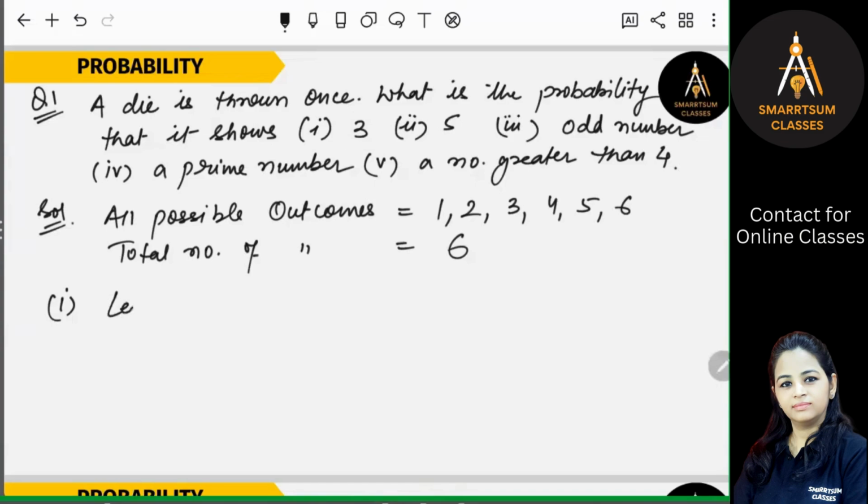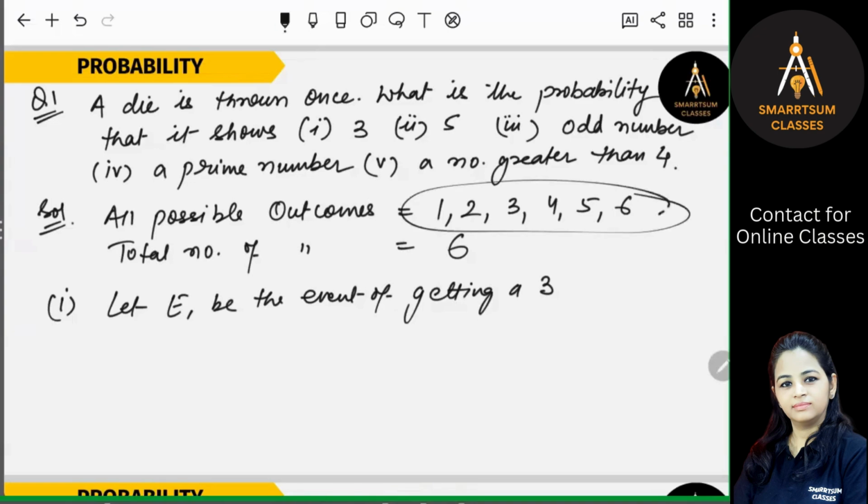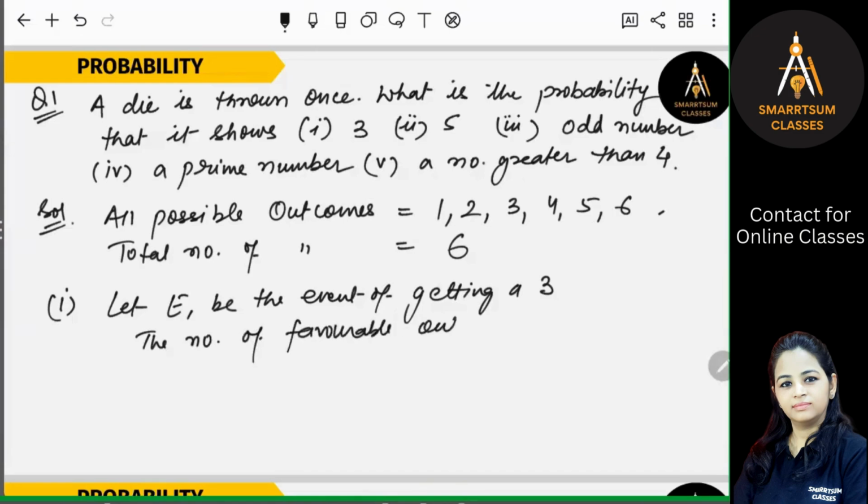Okay. So let E1 be the event of getting 3, right? So getting a 3 is an event. And what are the number of favorable outcomes in which you will get 3? Can you tell me? In how many possible outcomes you will get 3 among these? How many times you will get 3? Only one time, right? So there is only one favorable outcome. So write down, the number of favorable outcomes of getting 3 is just 1, right?